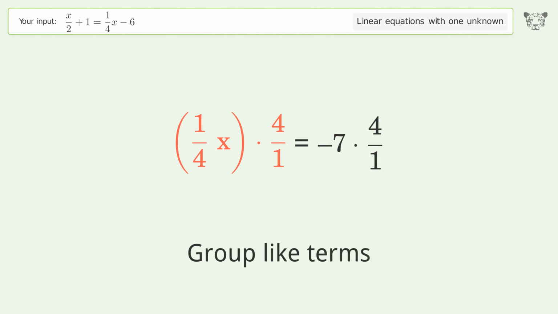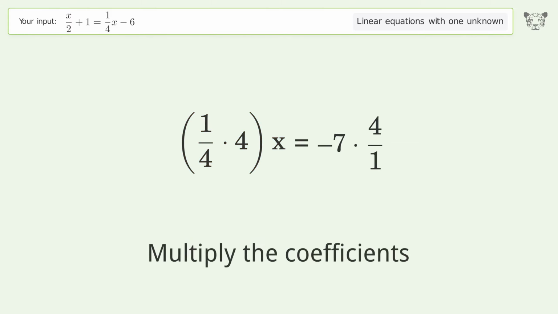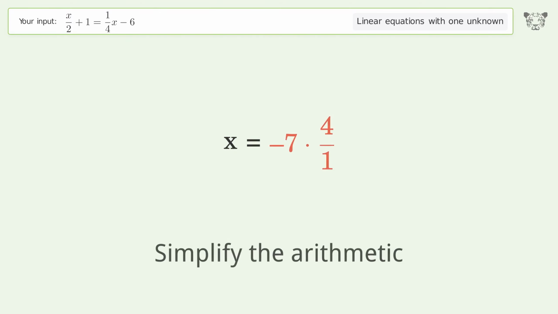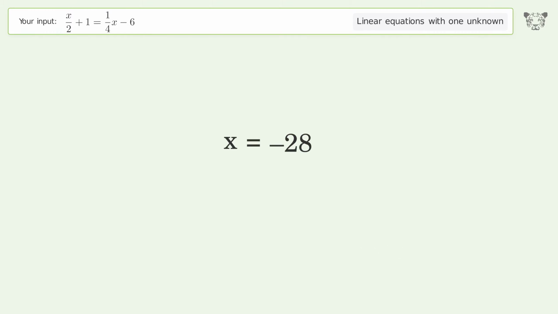Group like terms. Multiply the coefficients. Simplify the fraction. Simplify the arithmetic. And so the final result is x equals -28.